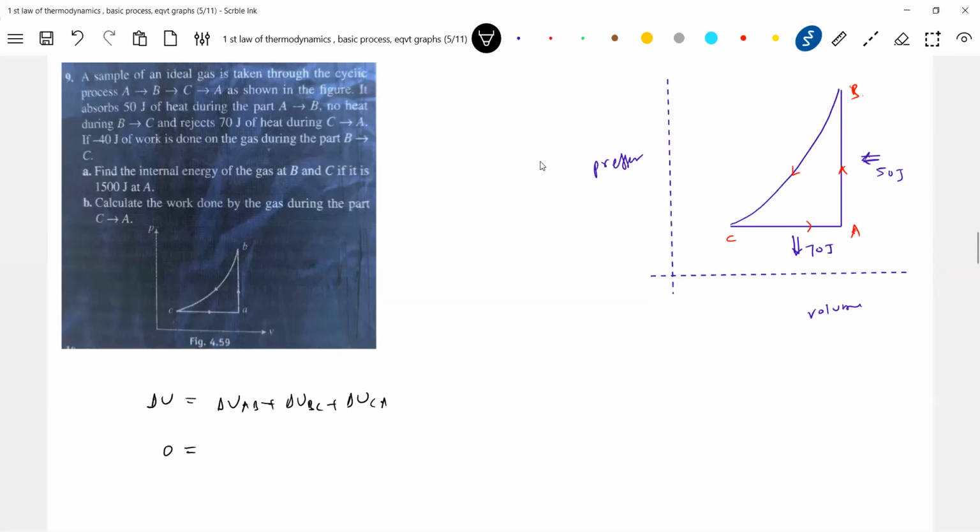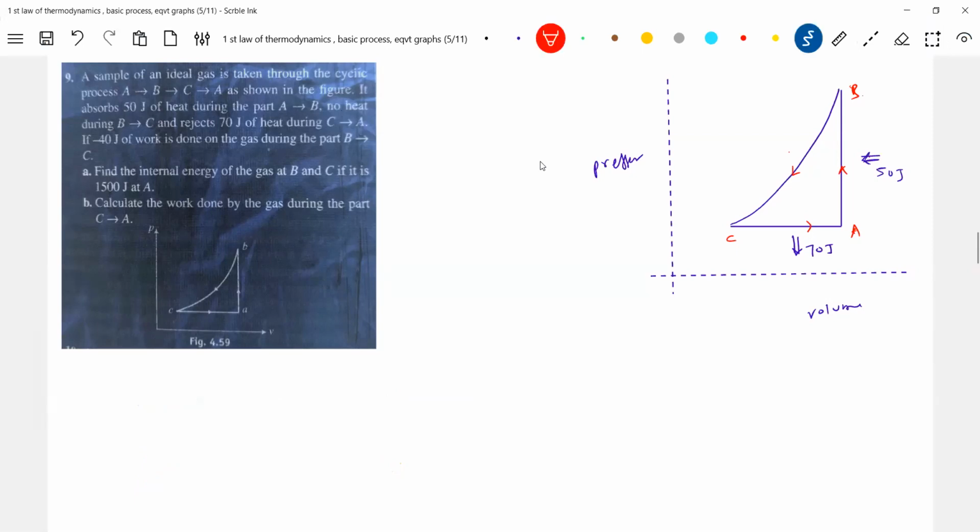Okay, if minus 40 joules of work is done on the gas during part B to C, it does negative work. So what should happen to Q? Should it increase or decrease here? It should be rejected or. Because delta U is zero, will I agree? Delta UBC, somewhere it is given, no? No heat during BC. I'll come to this later on.